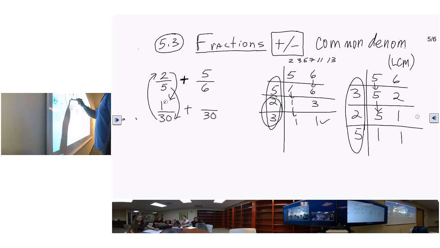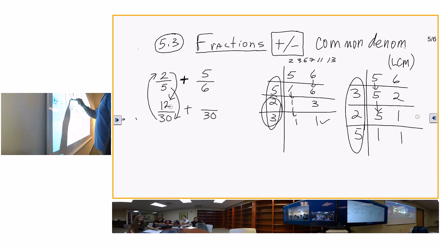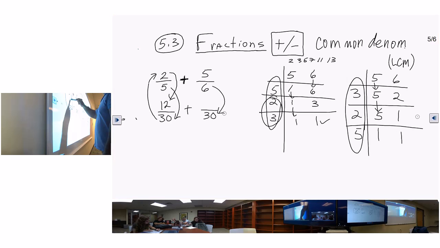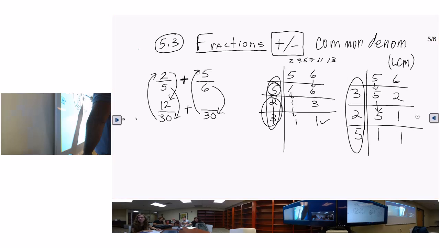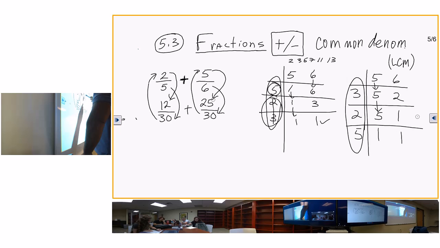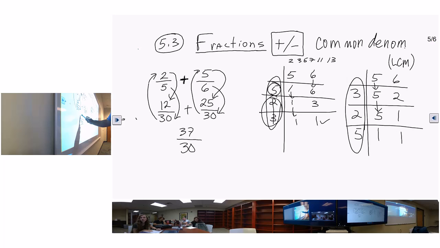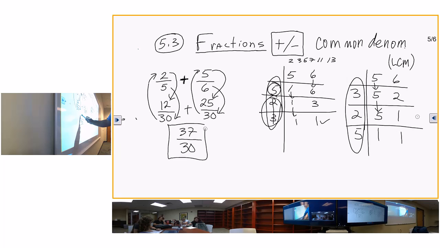12. 6 will go into 30 5 times. 5 times 5 is 25. Now add the numerator. What's 12 plus 25? So the answer is 37 over 30.